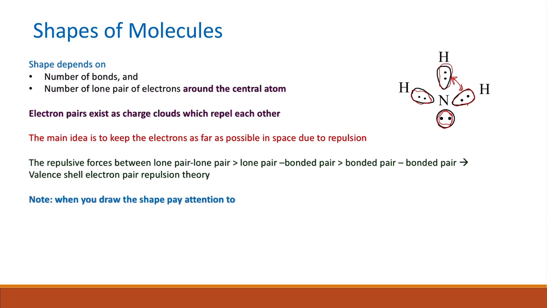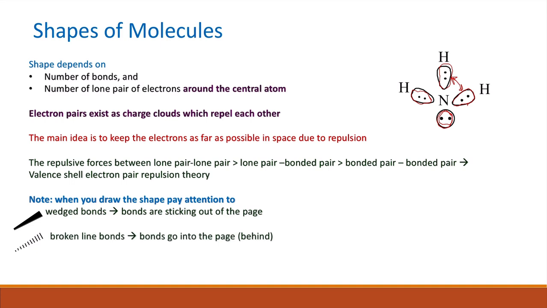So you need to note that when you draw the shape of the molecule, because we are drawing a 3D shape, you need to pay attention to the wedged bonds, which are the bonds which are sticking out of the page going towards you, and the broken line bonds, which are the bonds which are going into the page or from behind. This is because we are representing a 3D structure.